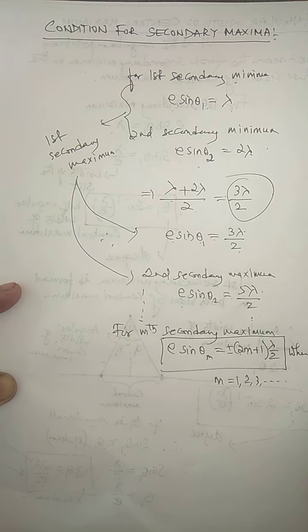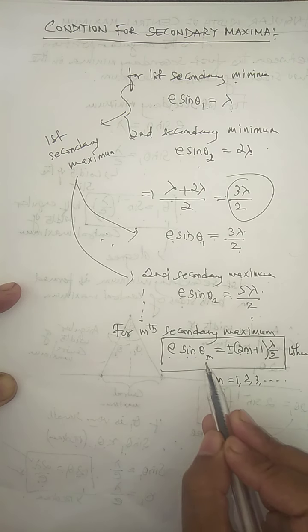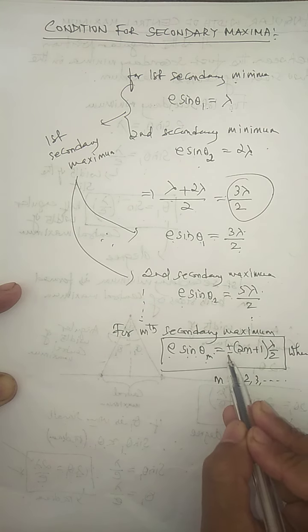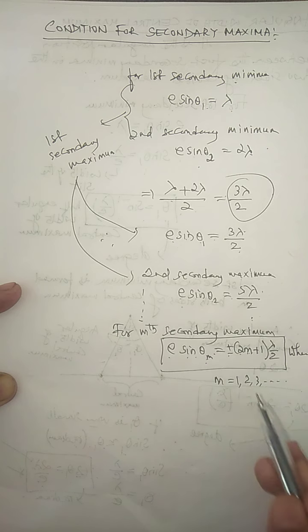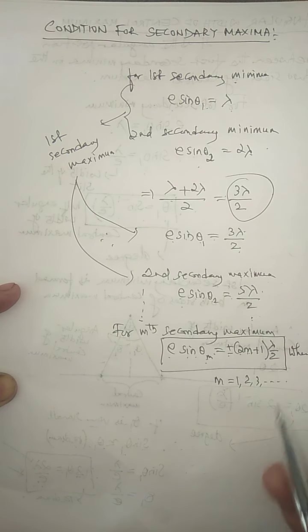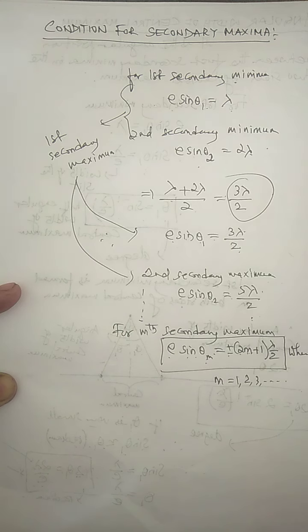Which means in general, what is the condition for secondary maxima? It is nothing but path difference e sin theta m must be equal to plus minus (2m plus 1) lambda by 2. But this plus minus sign, as I said, indicates that the secondary maxima is formed on both sides of the central maximum. That's why it can be on the positive side, it can be on the negative side. That's why this plus minus sign has been used.